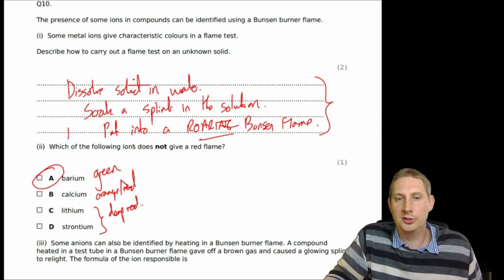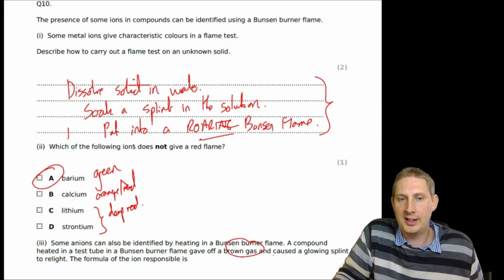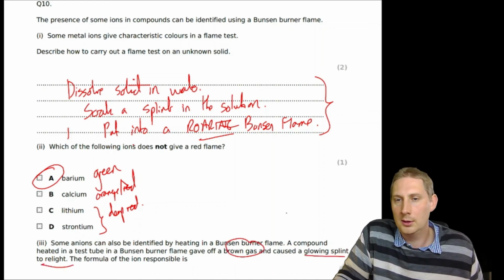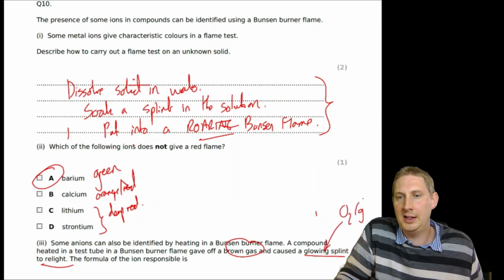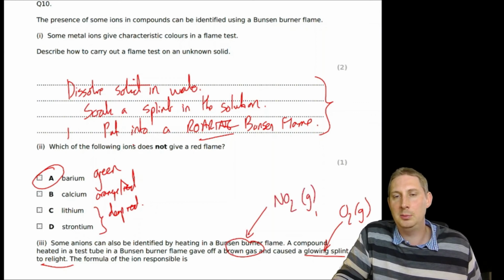Some anions can also be identified by heating in a Bunsen burner flame. A compound heated in the test tube in a Bunsen burner flame gave off a brown gas and caused a glowing splint to relight. Well, you should recognise that that means oxygen gas is being given off. You almost certainly won't recognise that. That means that nitrogen dioxide gas is being given off.